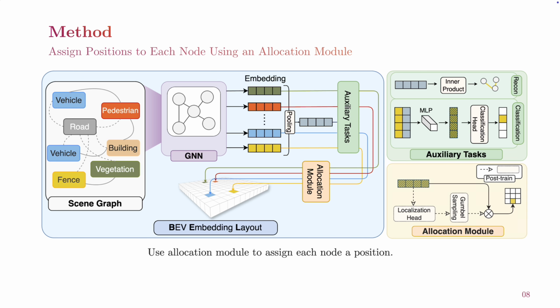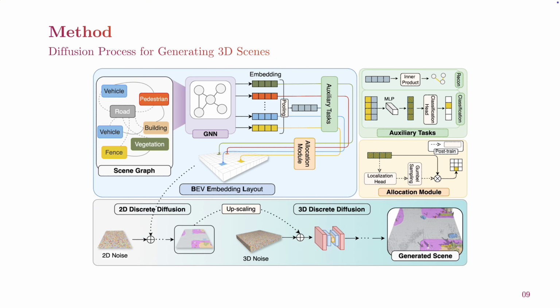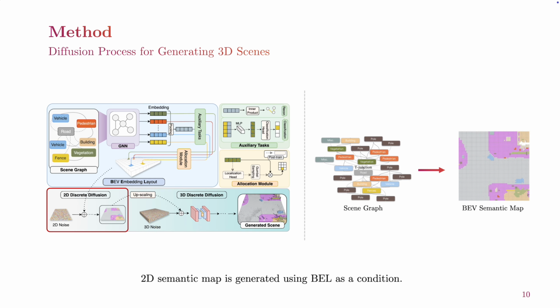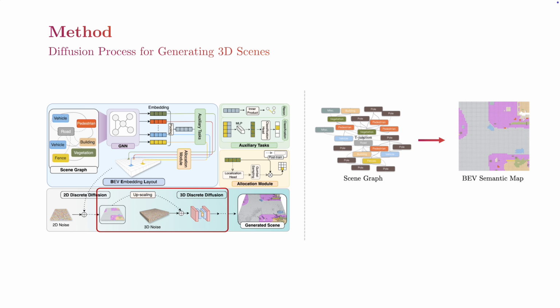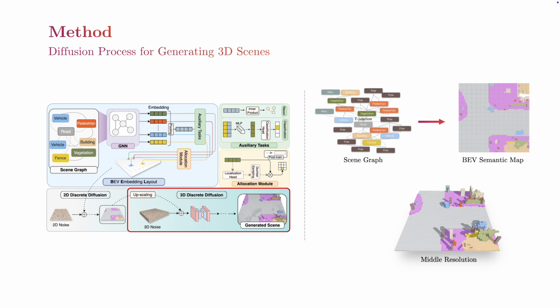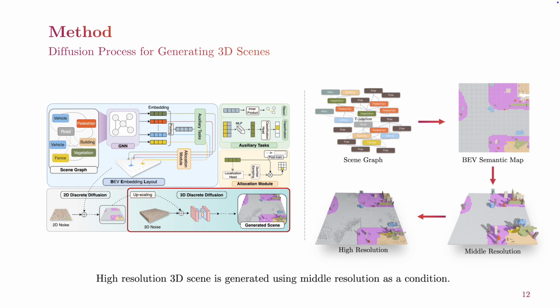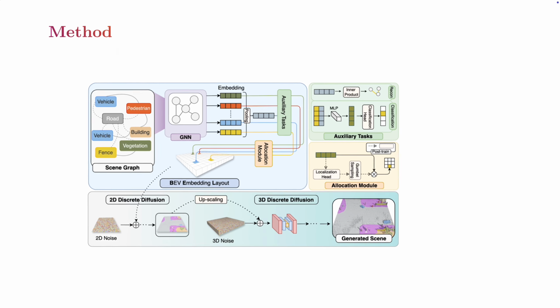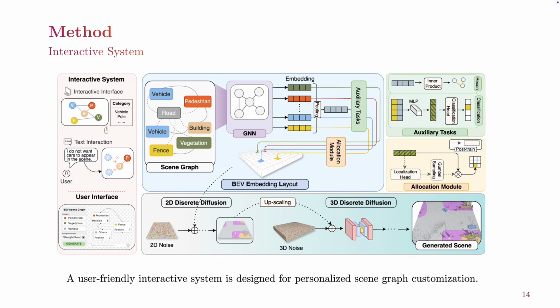Subsequently, our allocation module assigns each node a position in the spatial domain. The generated BEV embedding layout is then used in the diffusion process. First, a corresponding 2D semantic map is generated using the layout as a condition. Then, the generated 2D semantic map is used as the condition for generating the middle resolution scene. Finally, the high resolution scene is generated based on the condition provided by the previous stage. All of these operations can be completed using the interactive system we designed.